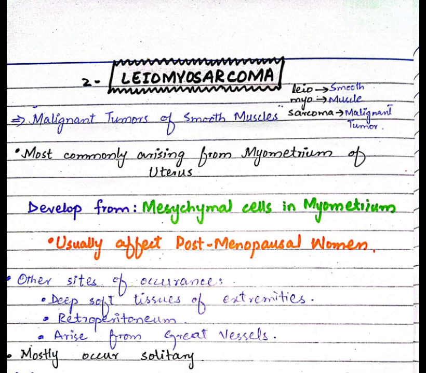Another important point to remember is that they usually affect postmenopausal women. While discussing leiomyomas, we saw that leiomyomas develop in women of reproductive age because they are estrogen dependent. And the other sites of occurrence of leiomyosarcomas are deep soft tissues of extremities, retroperitoneum, and they can also arise from the great vessels, and they mostly occur solitary.